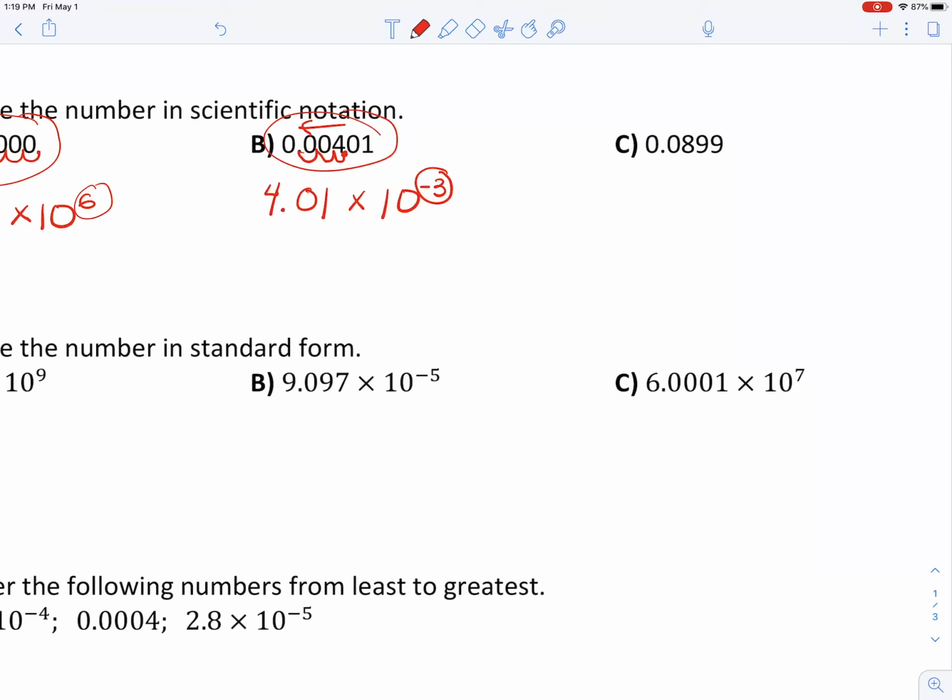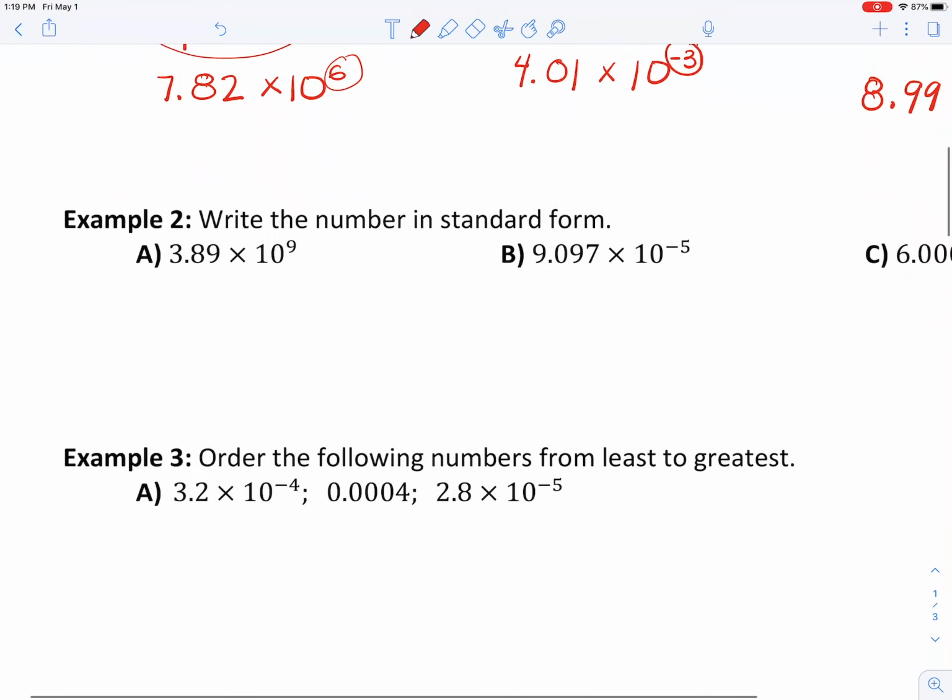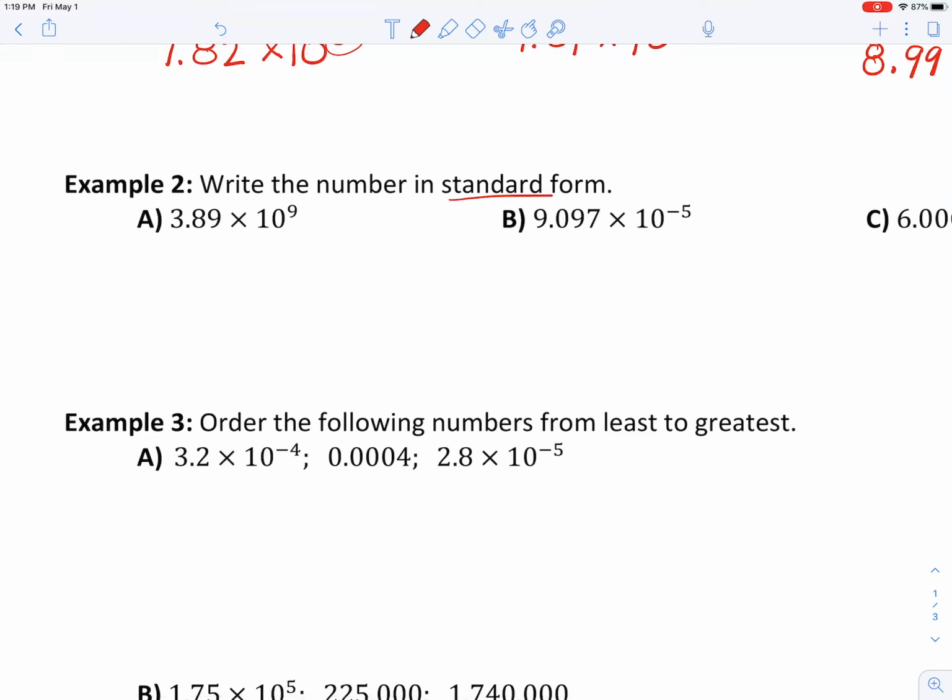And you can double check. This should be a negative number if this is a small number originally. Yes, it is. Okay, let's try letter C. This is where we want it to be, so it's going to be 8.99 times 10 to the, and let's see, 1, 2 power. And we're moving to the left, so it's a negative 2.